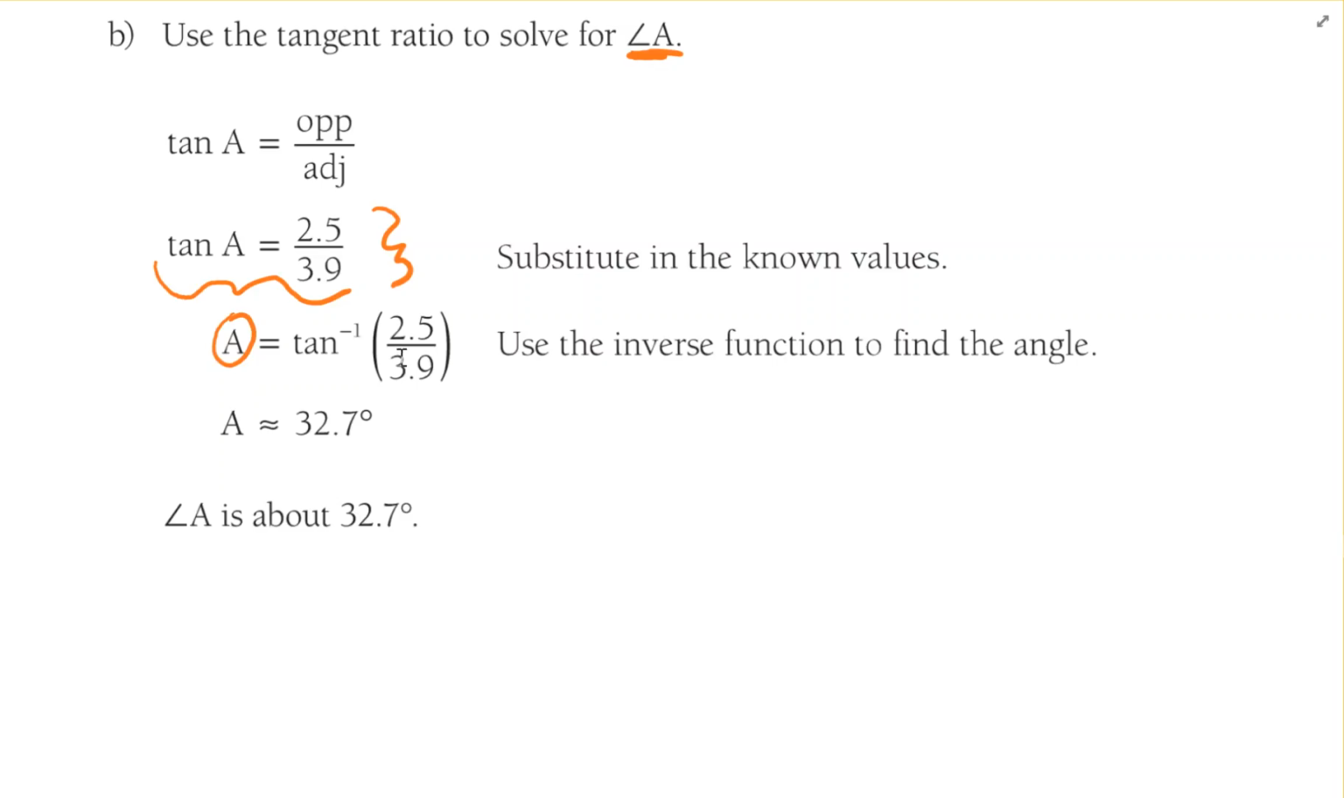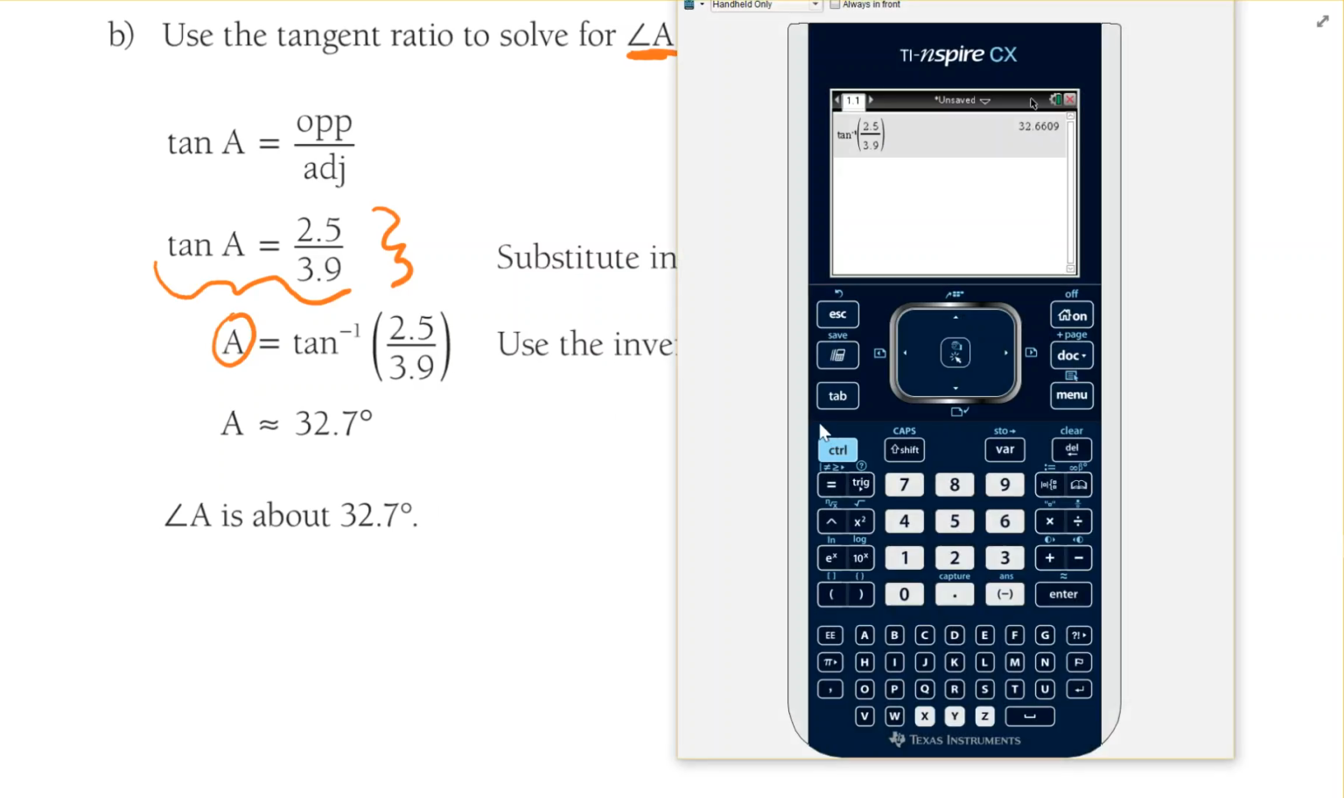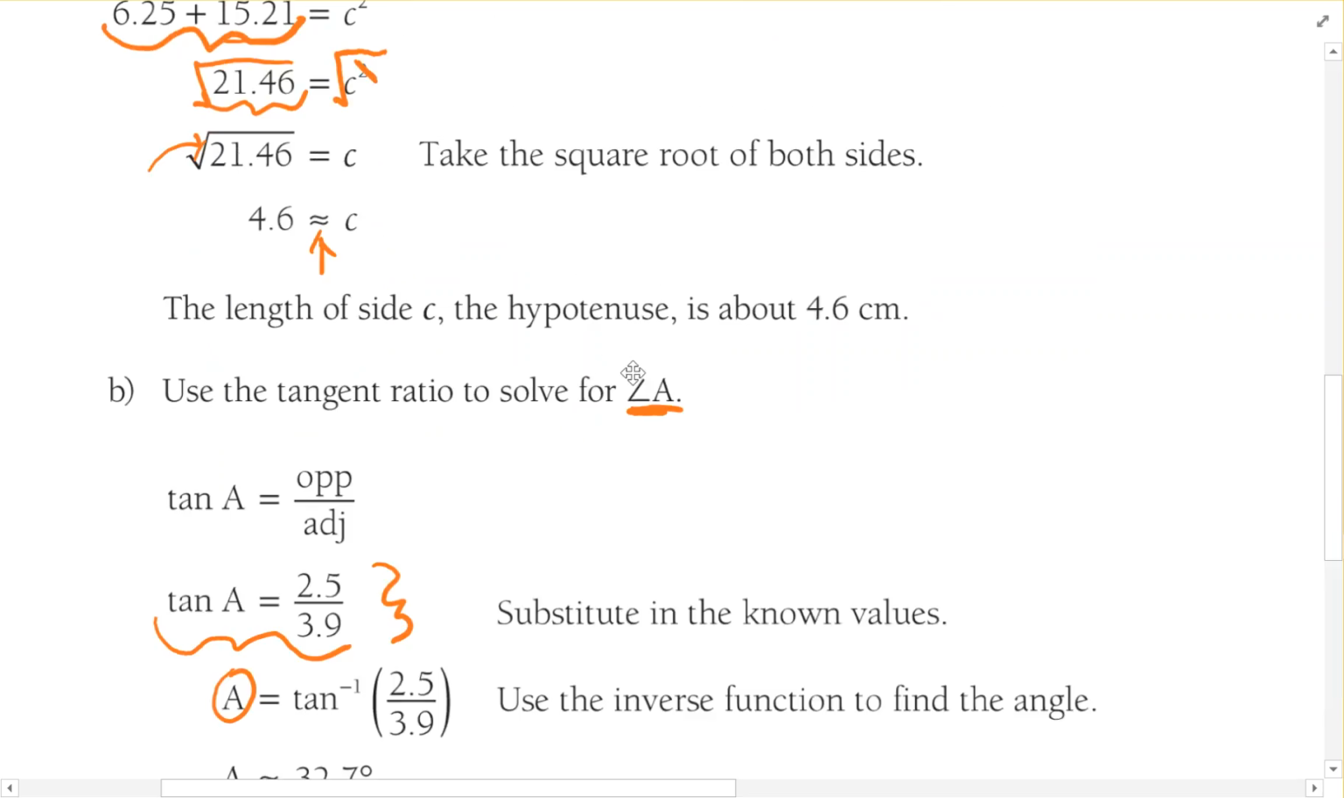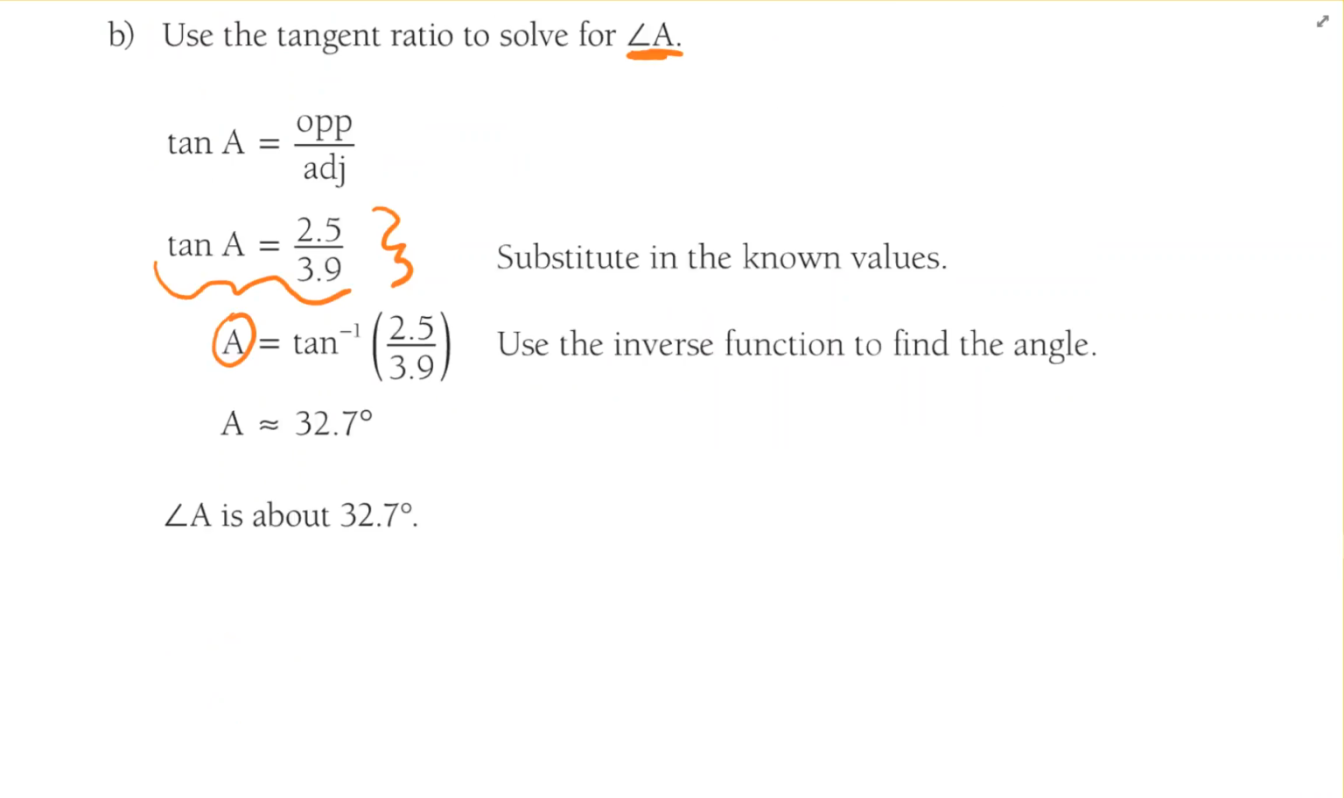So find the number, and then do tan -1 if you're using a calculator like this. If you're using a fancy calculator, you can just type it in pretty much exactly like it looks. So it's just a little bit different depending on what kind of technology you're using. All right, so there you go. Hopefully you're able to do that now.